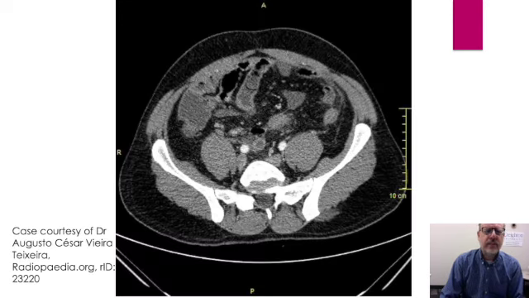This is an axial image from that same patient. Cross-sectional view of the appendix. The wall is enhancing and thickened. The lumen is distended with fluid. There's some periappendiceal inflammatory change.